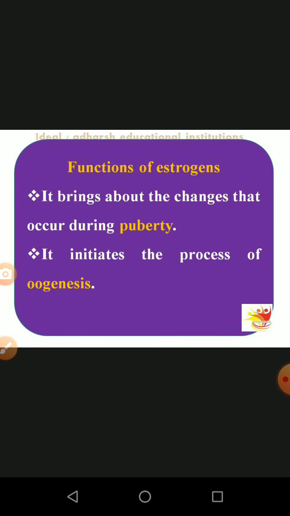And the functions of estrogen. Estrogen controls some kinds of changes in our body. It brings about the changes occurring during puberty, that is adolescence. It initiates the process of oogenesis. We have already seen spermatogenesis, that means formation of the sperm cell, and oogenesis is formation of the egg cell.